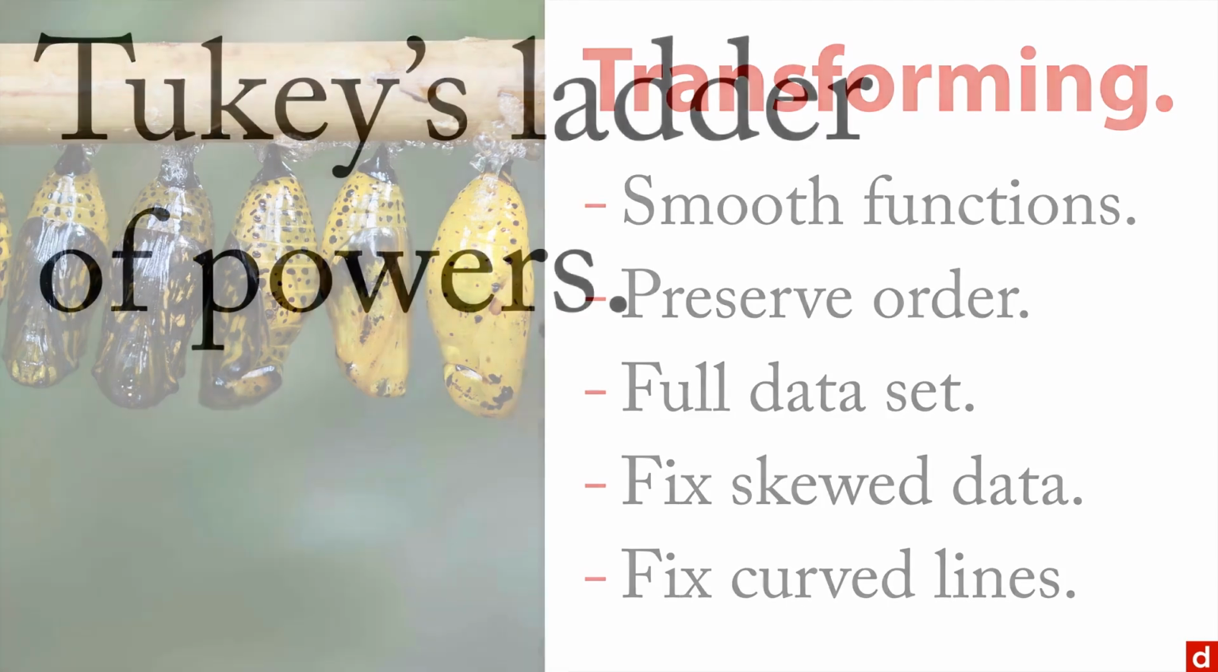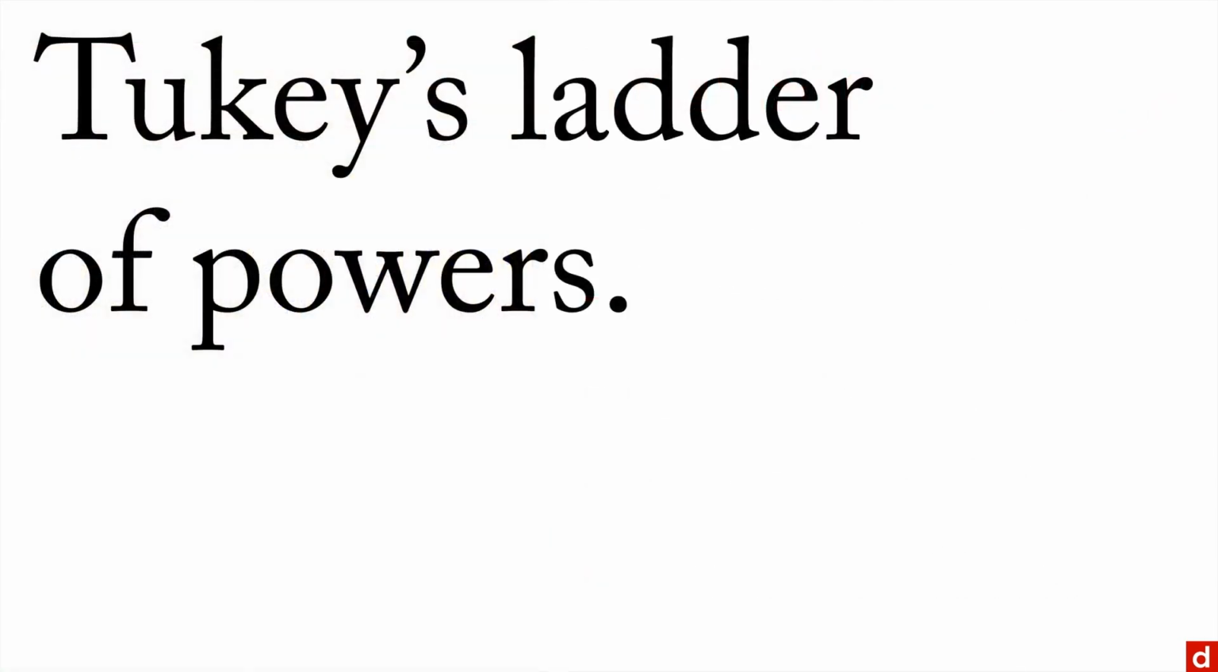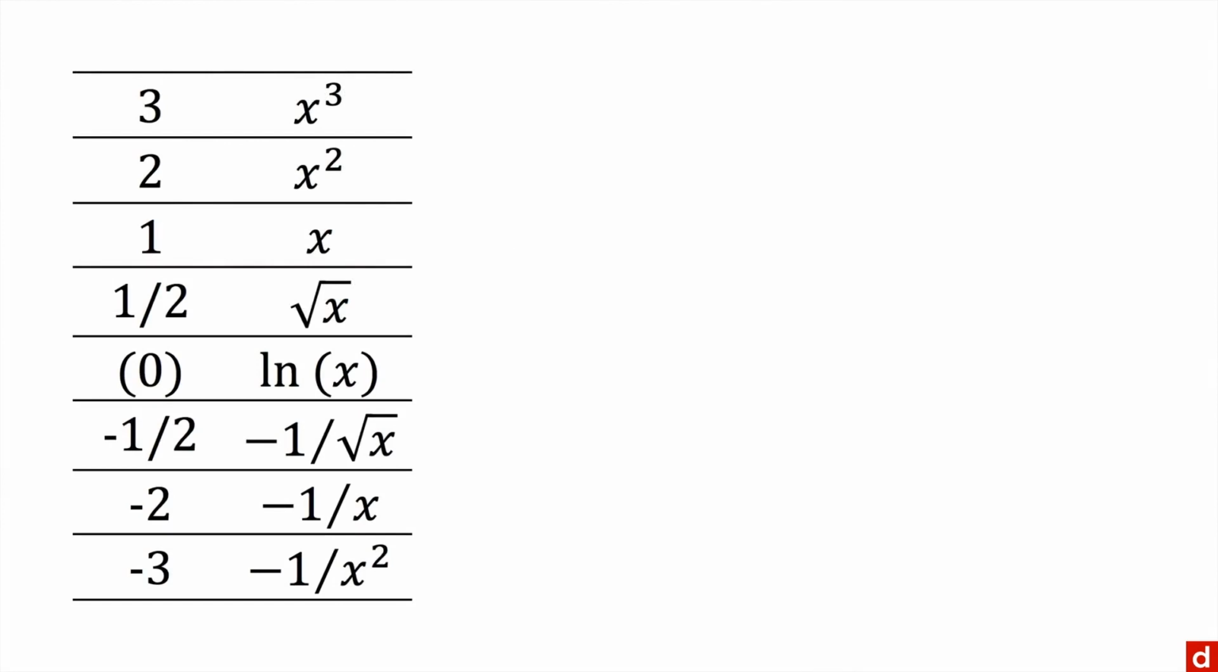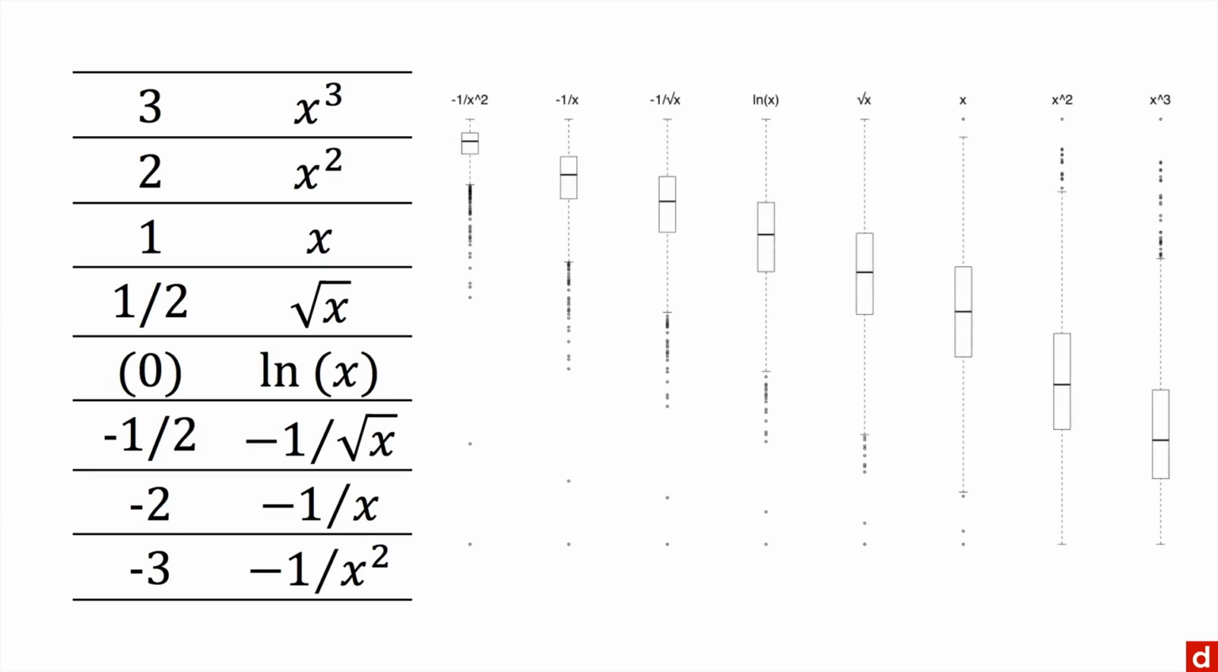And probably the best way to look at this is with something called Tukey's ladder of powers. I mentioned before John Tukey, the father of exploratory data analysis. He talked a lot about transformations. This is his ladder starting at the bottom with the -1 over x squared up to the top with his x cubed. And here's how it works.